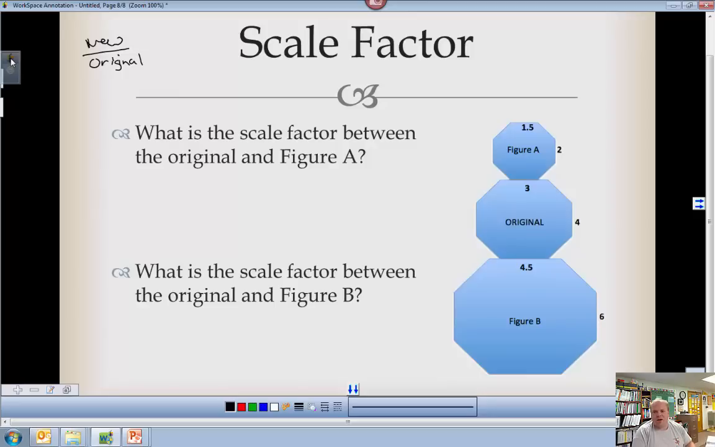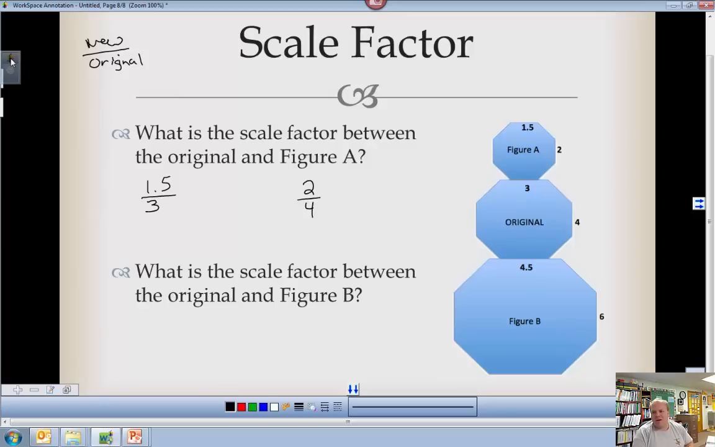So I could put 1.5 over 3. Now, the kicker here is it has to be a corresponding side. I couldn't go 1.5 over 4 because they're not corresponding sides. So you have to pick the corresponding side. Now, if I want to see are the sides and the top being reduced by the same, I could figure that out as well because I could go 2 over 4. It doesn't matter where I go. What matters is that I pick the corresponding side.